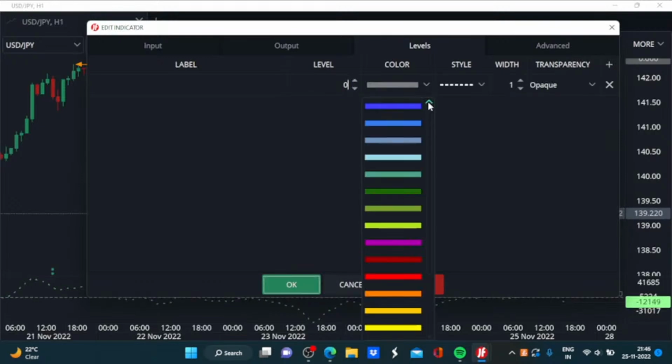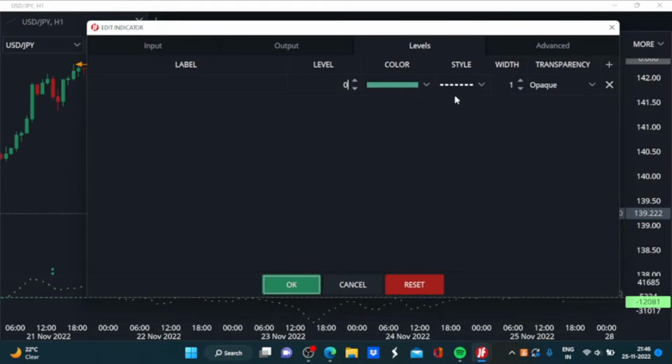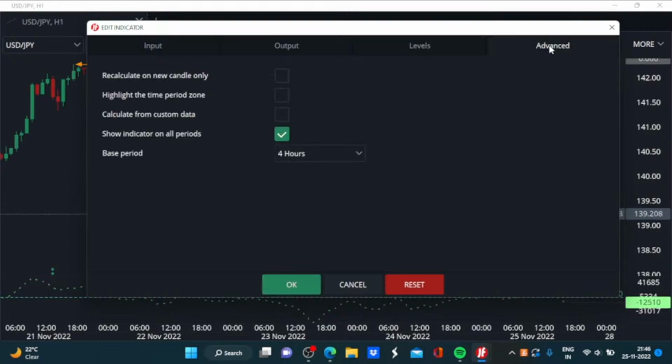Here also color combination you get to decide. You can go for different color combinations, styling combinations, and also the width and opaqueness can be customized as per your taste. Coming to the advanced editing options.